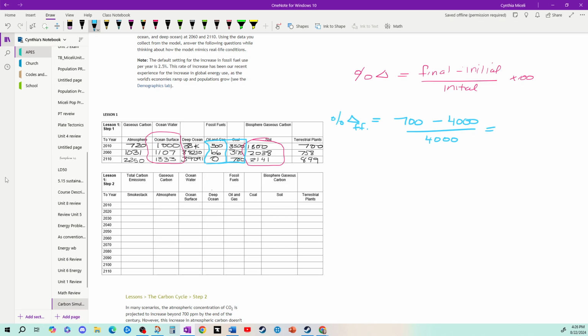And if we put that in our calculator, which I totally have, we get 700 minus 4,000 equals, divided by 4,000 times 100. I get minus 82.5, which means I lost 82.5% of fossil fuels out of that system.